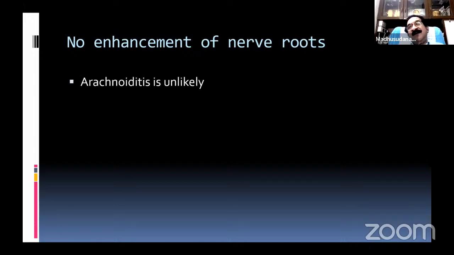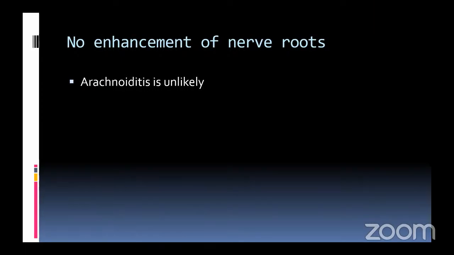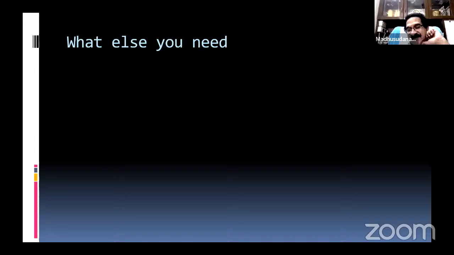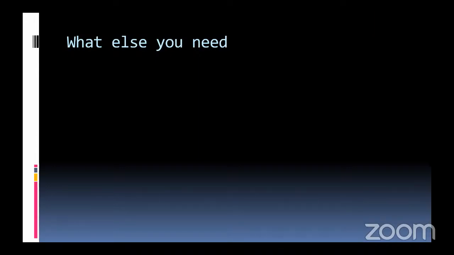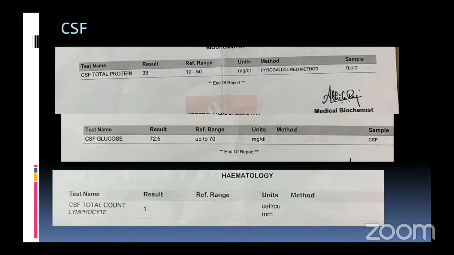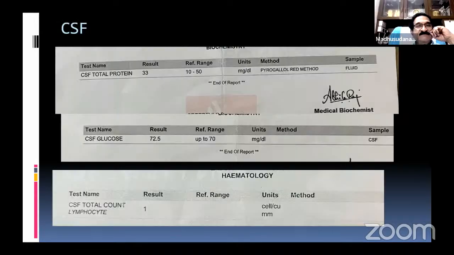Okay, so arachnoiditis is unlikely. Now what will you do? Sir, we'll do NCS to look for SNAPs. Yeah, right. Then before that, you don't want CSF also? CSF is normal. 33 protein, no cells.